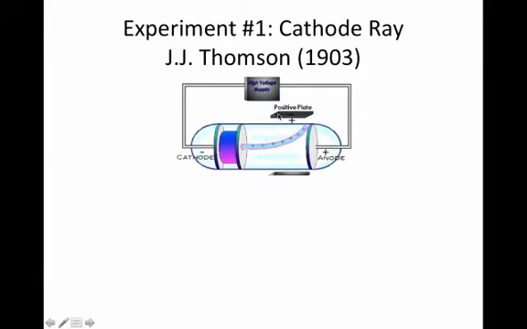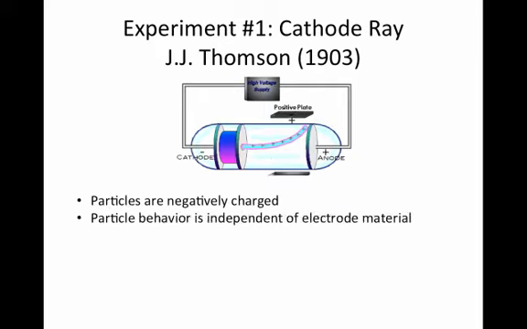So, what can Thomson conclude from this? Well, the particles must be negatively charged because they're going away from negative anode and towards positive external plate. So they must be negatively charged. Now, Thomson did one other thing. He swapped out the electrodes for different materials, tried all different kinds of materials for the electrodes, and he found that the particle behavior didn't change. It was independent of the electrode material.